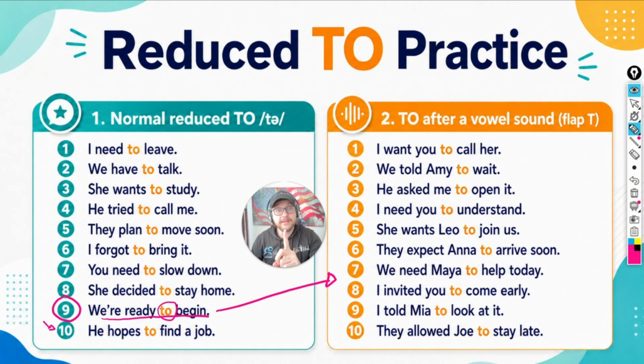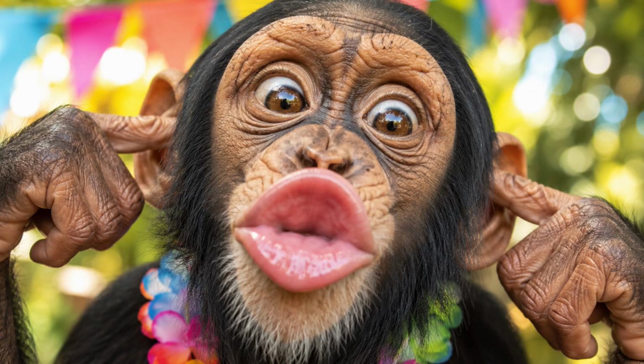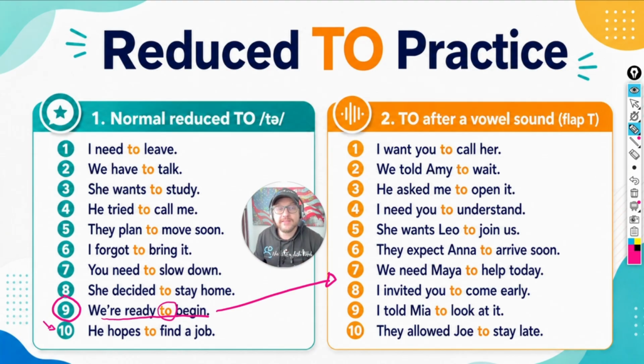So you're listening to the preposition "to." I'm not saying "ooh" like a monkey. No, it's not "to." It's "ta, ta, ta." I need to leave. We have to talk. She wants to study. He tried to call me. They plan to move soon. I forgot to bring it. You need to slow down. She decided to stay home. He hopes to find a job. Ta, ta, ta.